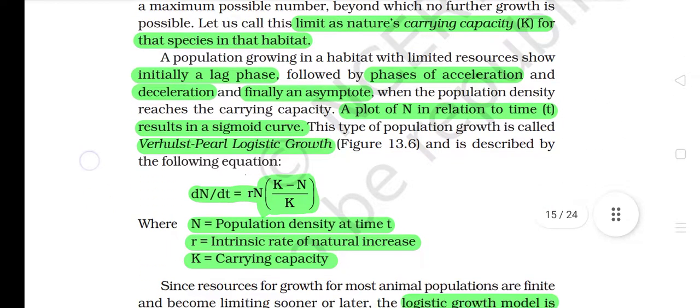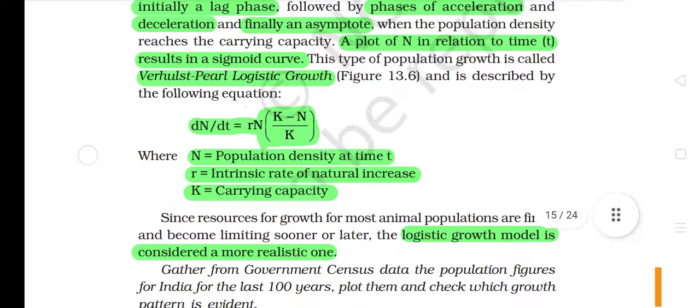A population growing in a habitat with limited resources shows initially a lag phase, followed by phases of acceleration and deceleration, and finally an asymptote, when the population density reaches the carrying capacity. A plot of N in relation to time t results in a sigmoid curve.